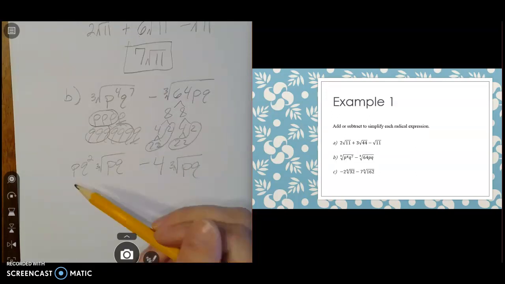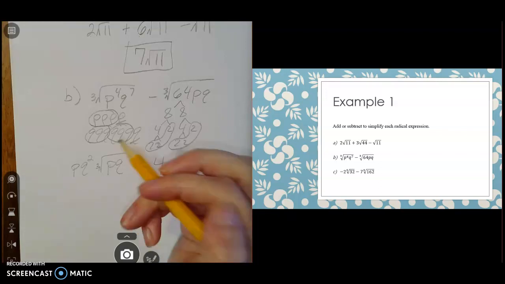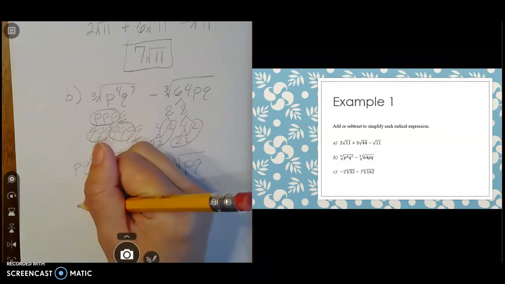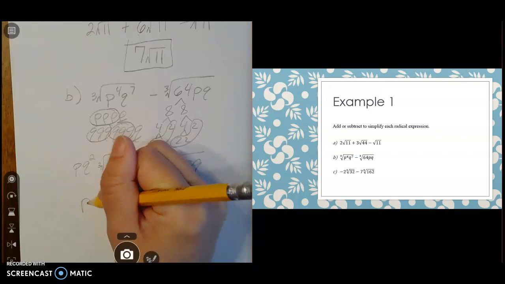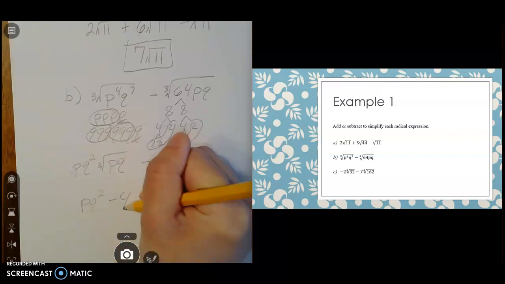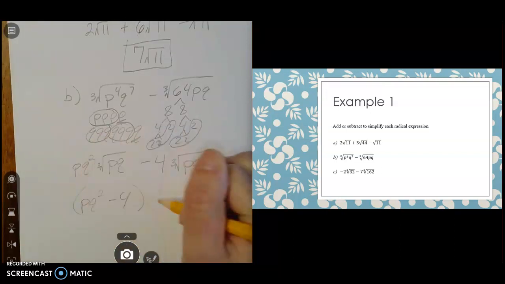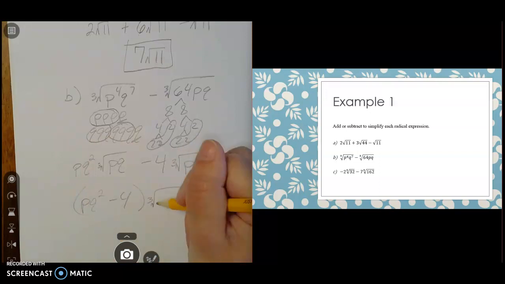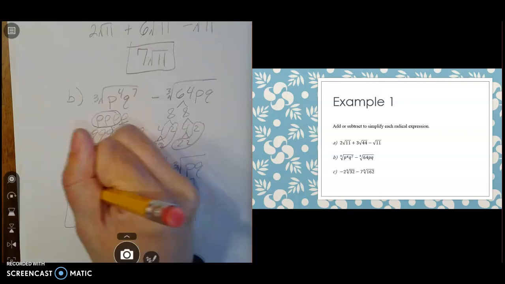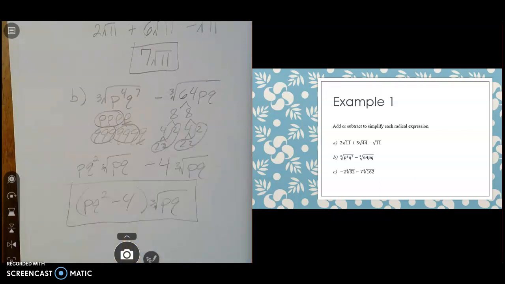The only thing is that these coefficients aren't really like terms, so the best that we can do is, I mean, we can still subtract them. We can do pq squared minus 4, and I'm just going to put them in parentheses and say that's multiplied by the cube root of pq. That's the best I can do, because I can't really combine things that aren't like terms.